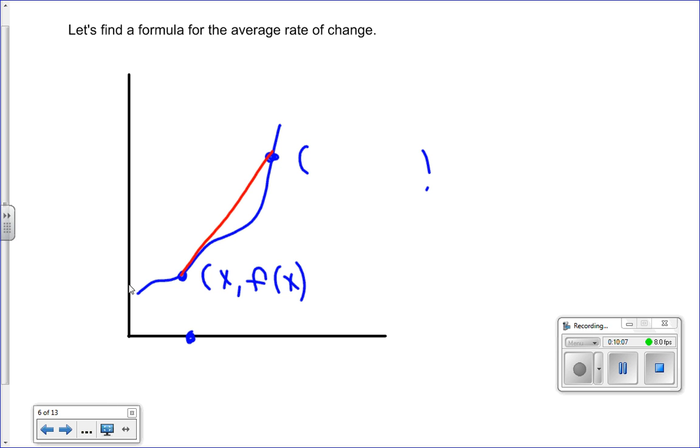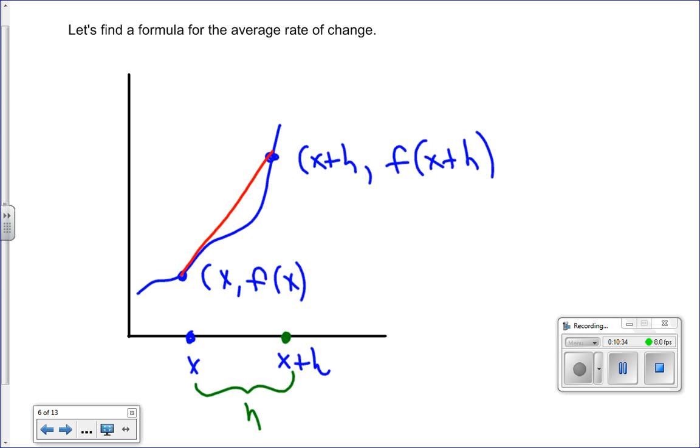Well, one way we can do this is we can find another ordered pair. Once again, this is x, and let's add on a value of h. Let's call this h here. And so this is your x plus h. Well, let's see. So the ordered pair identified up here is going to be x plus h, then f of x plus h. All right, so with these two ordered pairs, we should be able to find the slope, or in this case, the average rate of change.